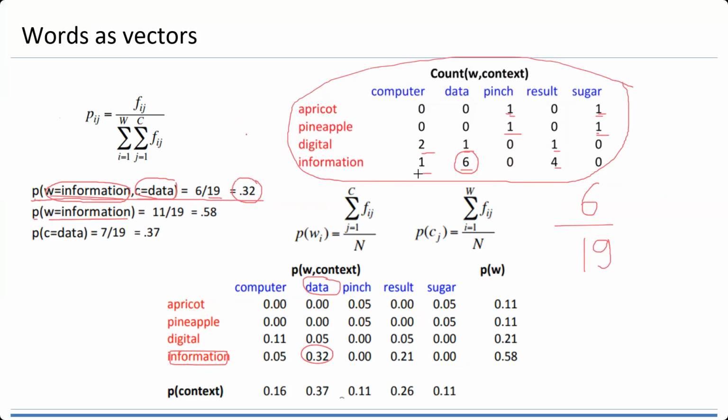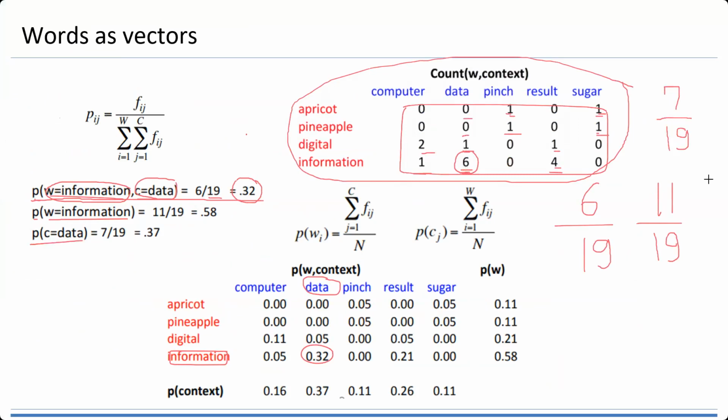And then we will have the probability where the word is information. Where the word is information there are 1 plus 6 plus 4. So it means we have 11 divided by 19. 19 is the total from the co-occurrence matrix. And we want to know the probability of the context word or the column, which is data. So we have 7 out of 19.